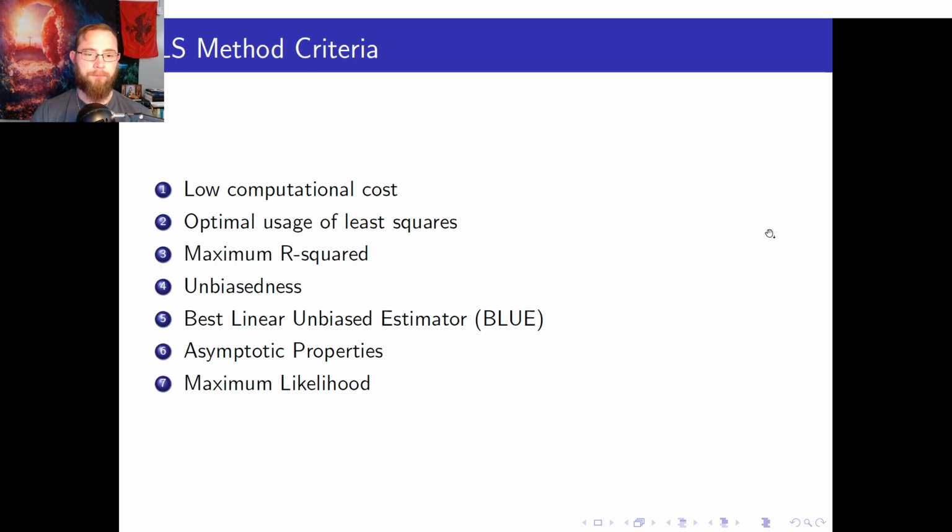All right. So now we have the criteria that we had brought up in the previous episode. So how does the OLS, ordinary least squares that we're talking about right now, how does it fulfill those 8 criteria? 1, of low computational cost.